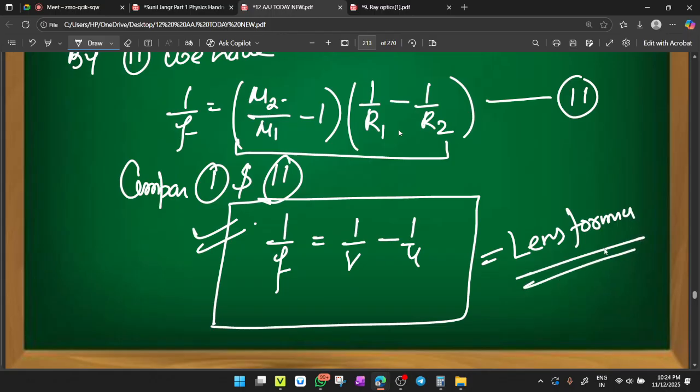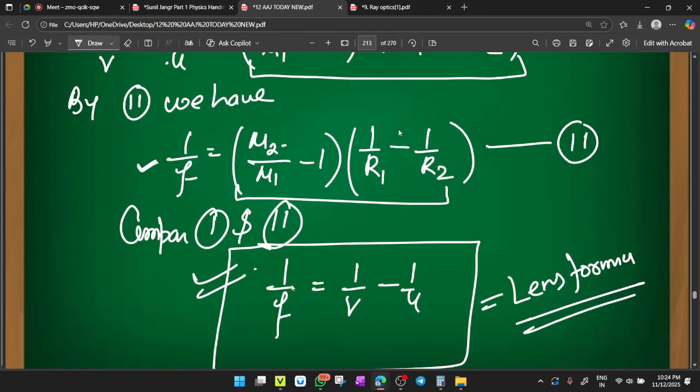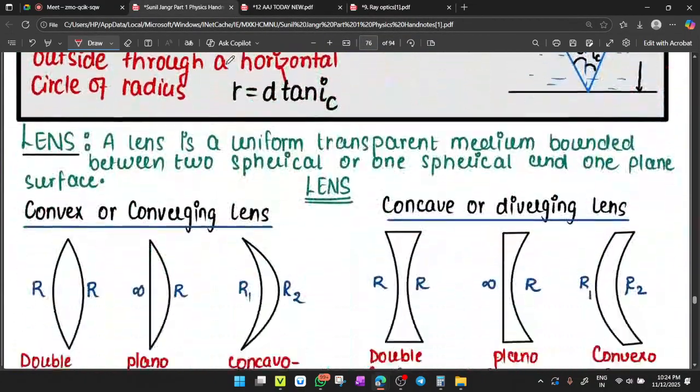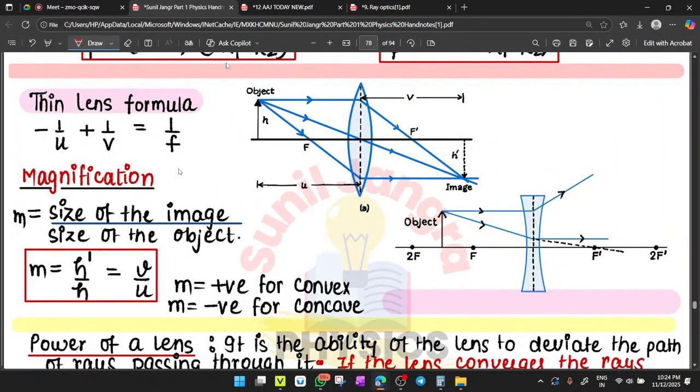So this is the derivation for the lens formula. To derive the lens formula, you first derive the lens maker's formula, then take this case, then compare the right part and left part, and finally you will have your lens formula. Clear? So we have derived the lens maker's formula and then the thin lens formula: 1 upon V minus 1 upon U equals 1 upon F. Clear, Nitin? Done.